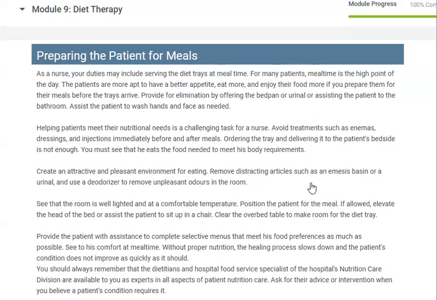Helping patients meet their nutritional needs is a challenging task for a nurse. Avoid treatments such as enemas, dressings, and injections immediately before and after meals. Ordering the tray and delivering it to the patient's bedside is not enough. You must see that he eats the food needed to meet his body requirements.